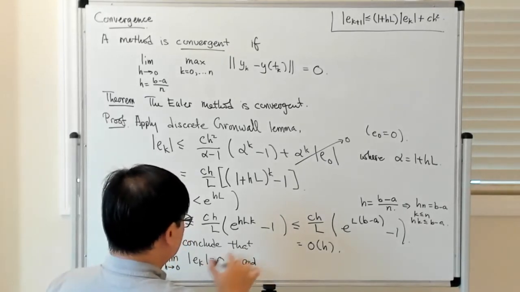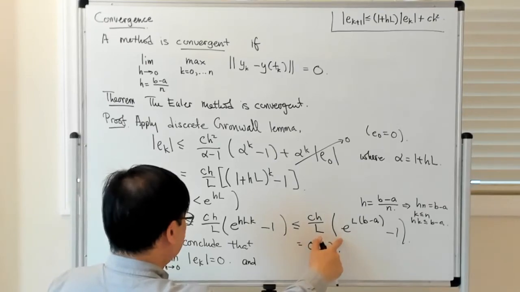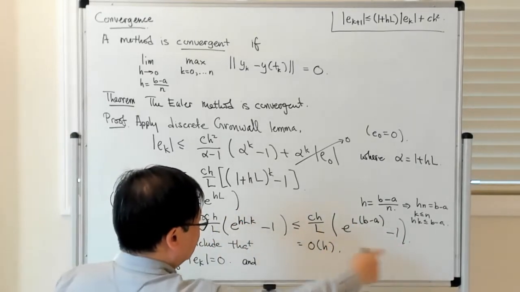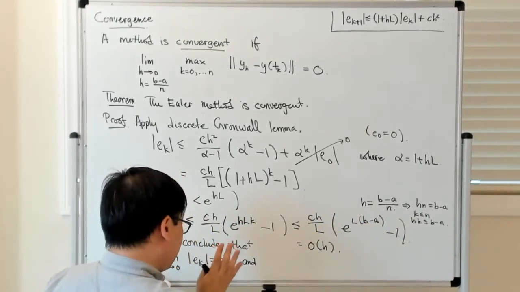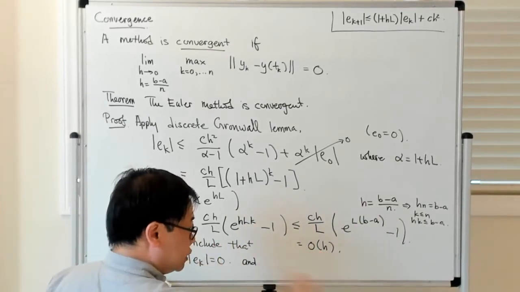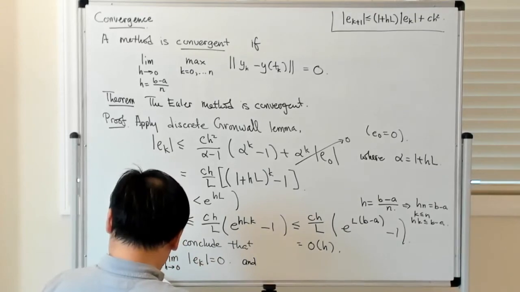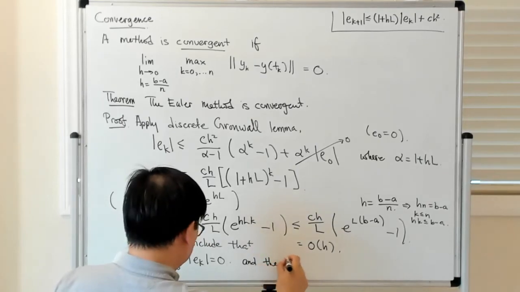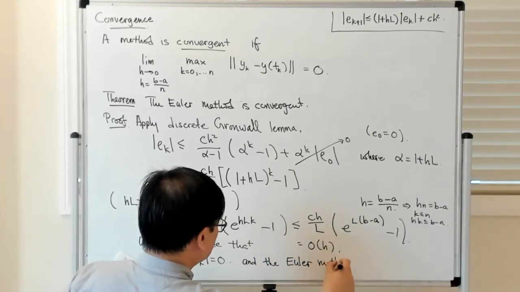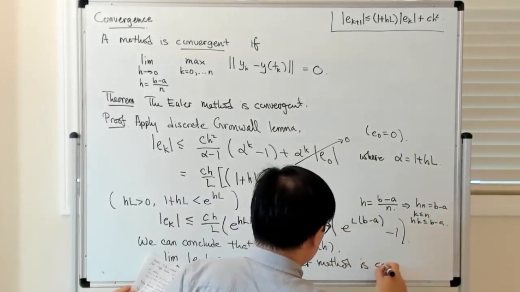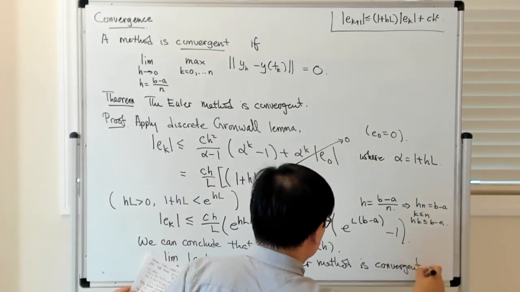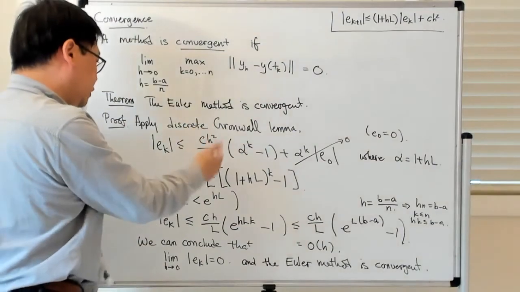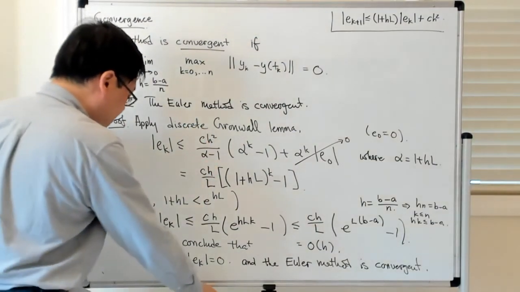Actually, we established a uniform bound on the error everywhere. The error along the entire trajectory is bounded by this term here, and that scales like big O of h. So as h goes to 0, that goes to 0, and as a consequence the Euler method is convergent. So that's basically what we wanted to show. Again, it's a relatively straightforward application of this discrete Gronwall lemma. So let me just stop here.